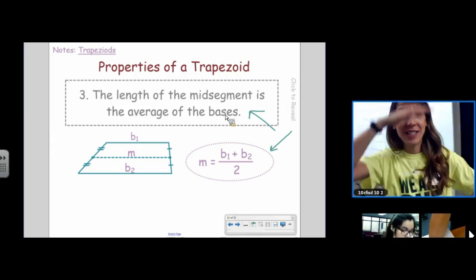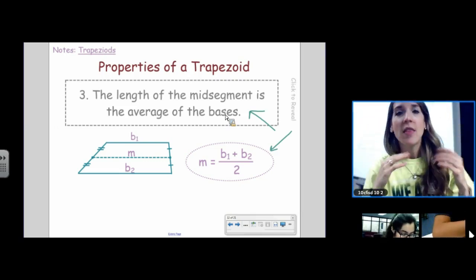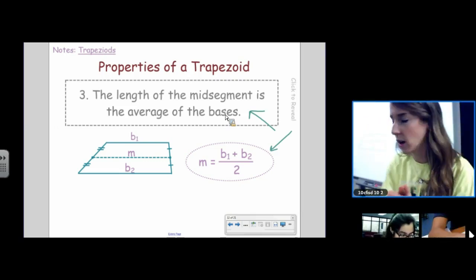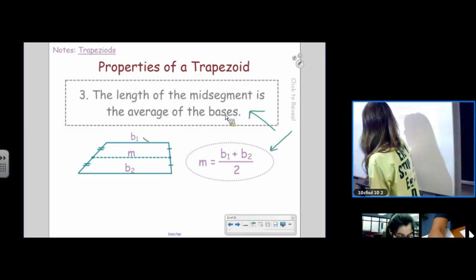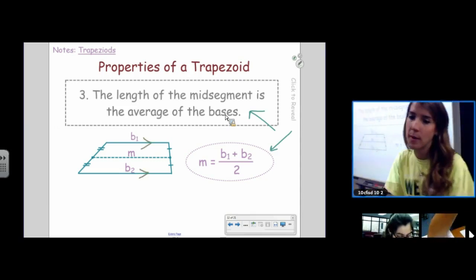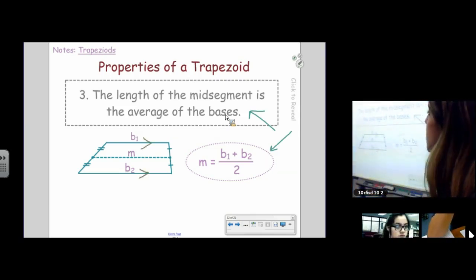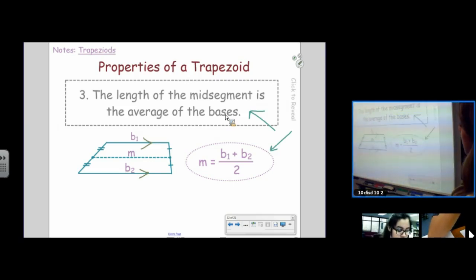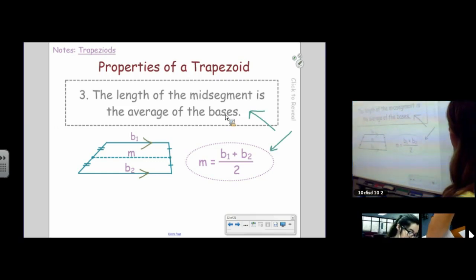Now remember, the bases are not always going to be the top and the bottom. The bases are the ones that are parallel. That will give it away. Which ones are my bases? They're the ones that are parallel. The midsegment is the average of the bases. Add them up and divide by 2.